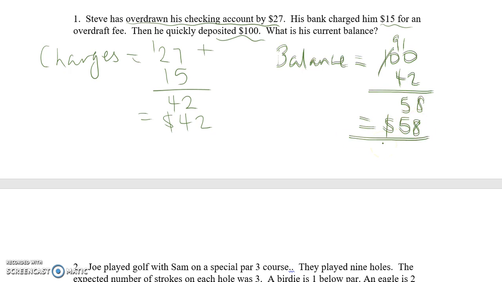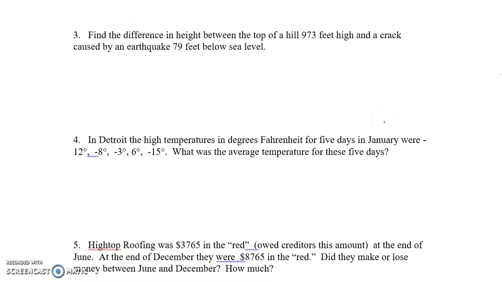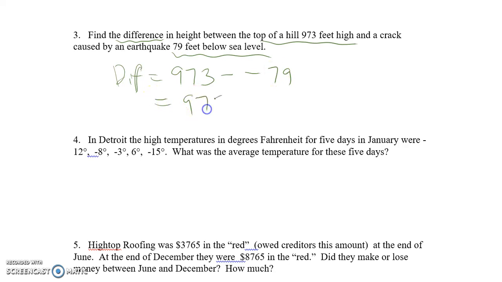Okay. So with your word problems, you want to make sure that you're reading the question carefully. Like in question 3, it says find the difference in height between the top of a hill and a crack caused by an earthquake 97 feet below sea level. So this one's a bit more tricky. If it's below sea level, think of it as being negative. So if you want to find the difference in height, for this one, it's going to be 973 minus -79, which means you would have to add them and keep going from there.